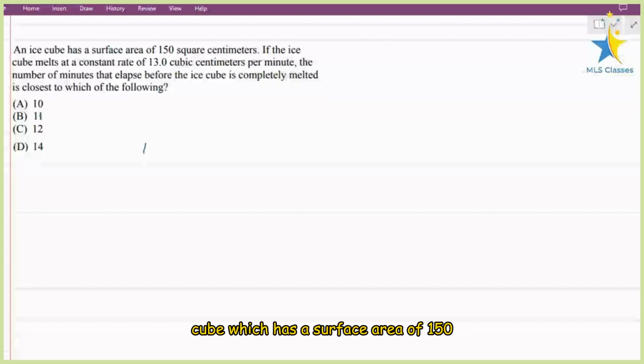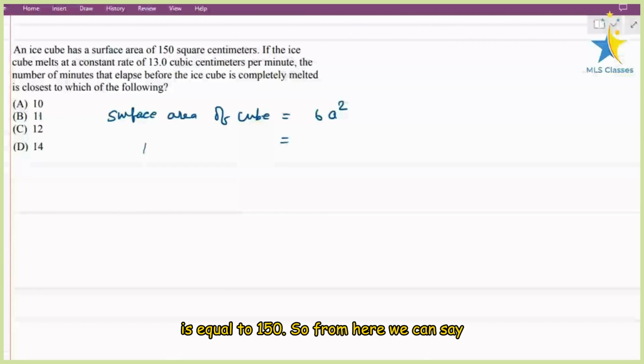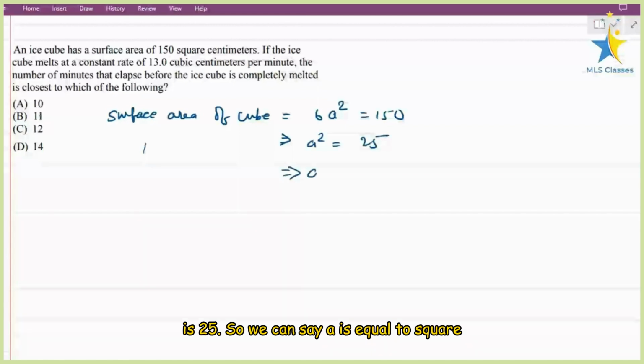Since it is an ice cube which has a surface area of 150 square centimeters, and we know that the surface area of a cube is equal to 6a squared, where a is the side length, so that is equal to 150. From here we can say that a squared equals 150 over 6, that is 25. So a is equal to the square root of 25, which is 5.